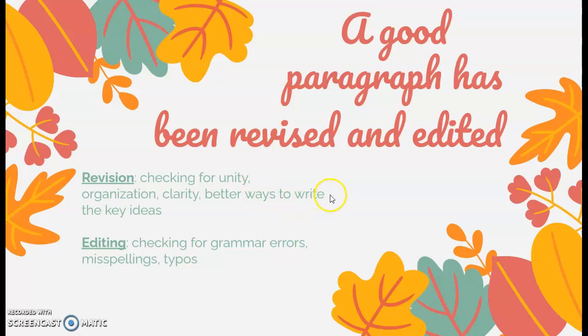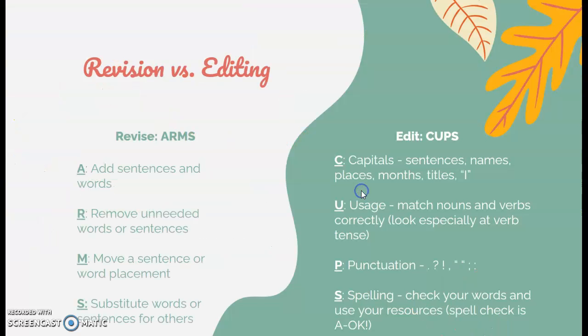So that's the first step. You want to make sure that you have a main idea, supportive details, and a conclusion sentence. Then you want to go through the next step, which is revision and editing. Revision is when you're checking for unity, making sure everything sounds good together, making sure it all works well together. Okay? Editing is when you're checking for those grammar errors, those misspellings, and those typos.